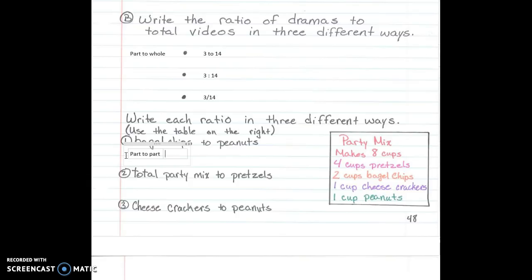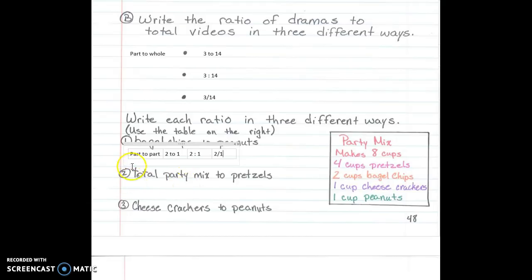And the first way to write this part-to-part is the bagel chips make up 2 cups, and that is compared to the peanuts, which is 1 cup. So we have a 2-to-1 ratio. Another way to write that is with a colon as 2 colon 1, so 2 bagel chips to 1 peanuts in terms of cups. And finally, we have 2 over 1. That's 2 cups of bagel chips to 1 cup of peanuts.